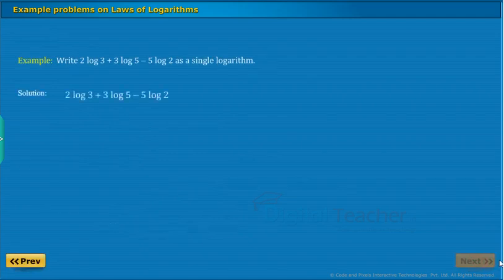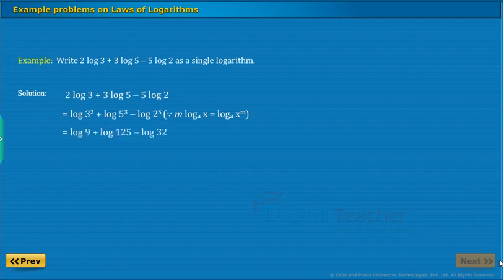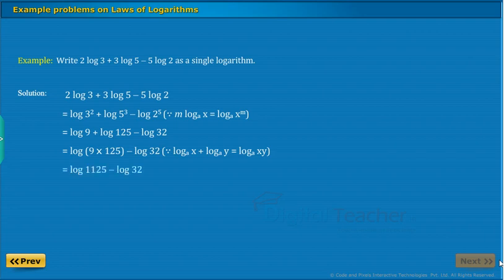As all the three logarithmic expressions are in the form of m log x to the base a, we write them in the form of log x power m to the base a as shown. This is in turn equal to log 9 plus log 125 minus log 32. Now observe the first two terms. It is in the form of log x plus log y, so let us write it in the form of log xy as shown. Now the obtained expression is in the form of log x minus log y, so we write it in the form of log x by y. Thus, we get log 1125 by 32.